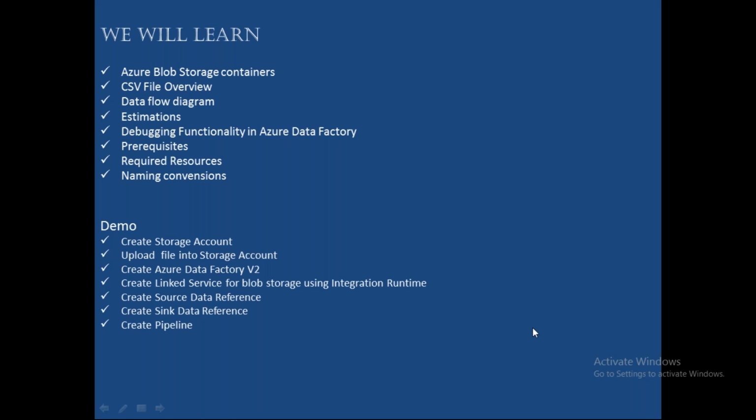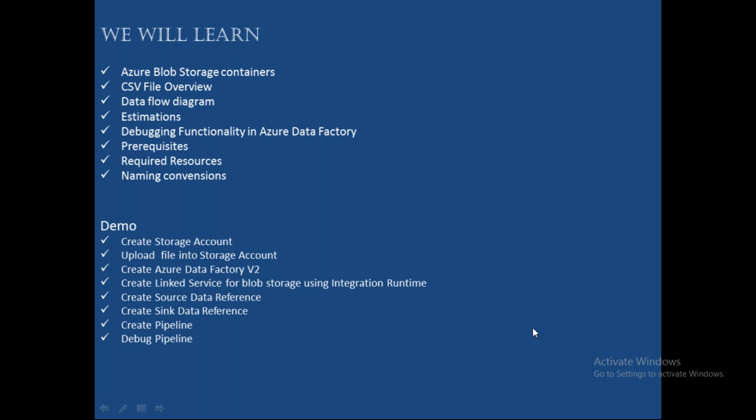Next, you need to create a pipeline. Inside the pipeline, you are going to use a copy activity. Once you have created the pipeline, as I said, you need to run this particular pipeline. You need to execute it. There are two ways you can execute your pipeline.